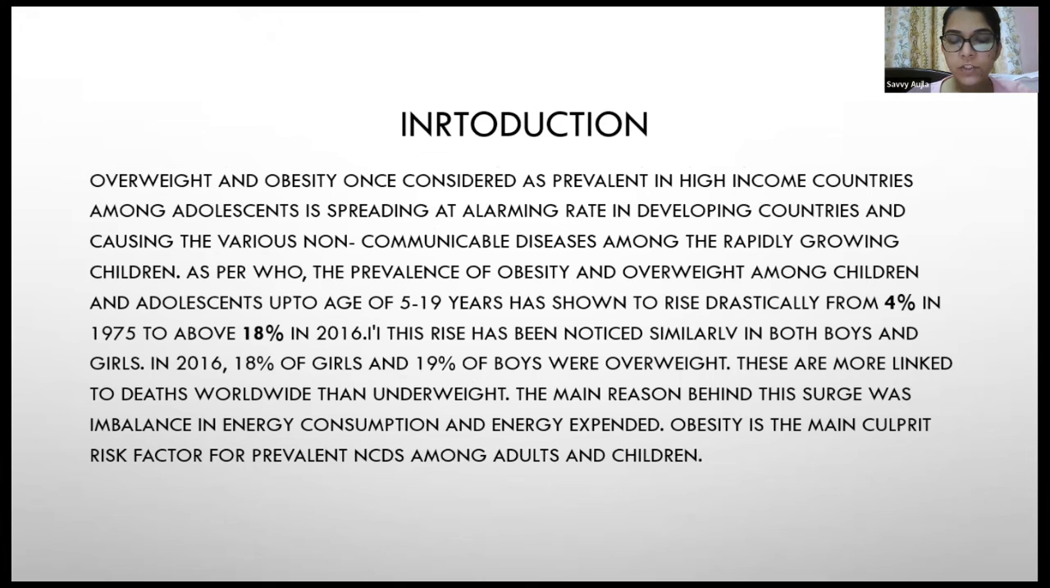Now, as per the WHO, the prevalence of obesity and overweight among children and adolescents aged 5 to 19 years has risen drastically from 4% in 1975 to about 18% in 2016. This rise in obesity is equal in both girls and boys. In 2016, 18% of girls and 19% of boys were overweight, which is linked to more deaths worldwide than underweight.